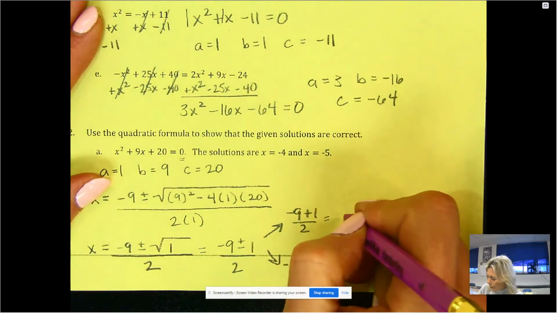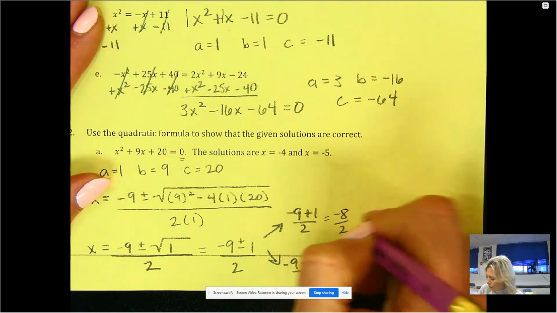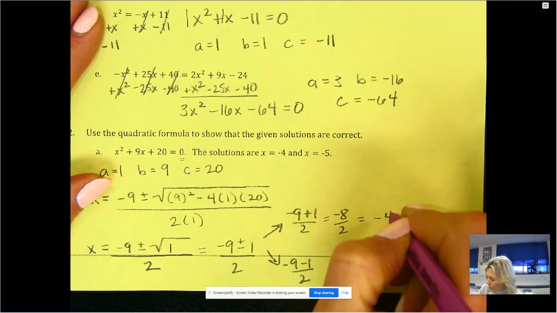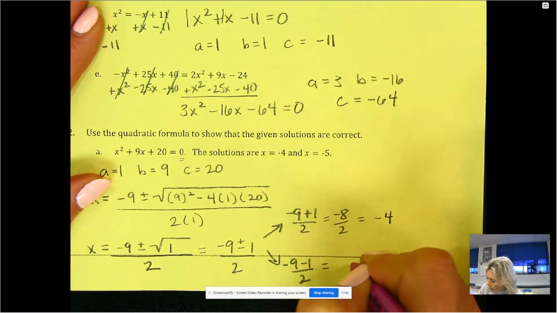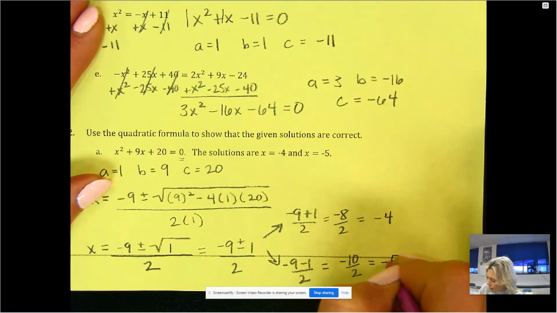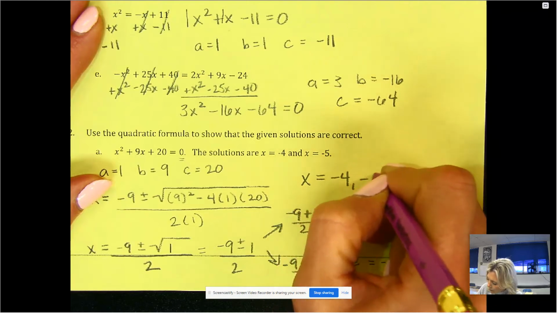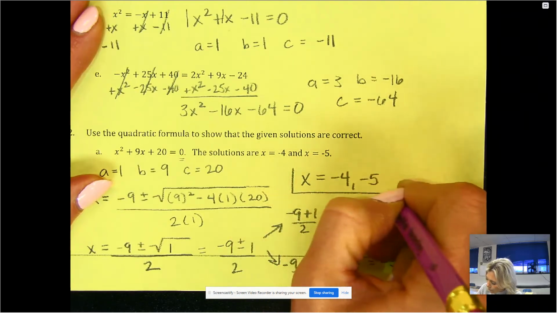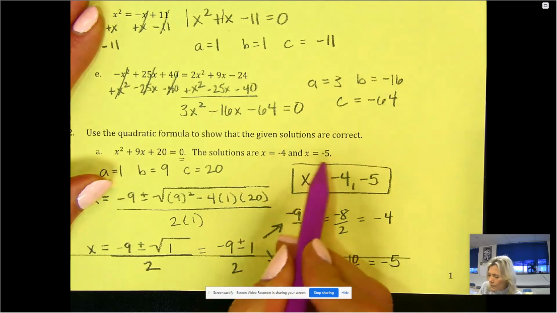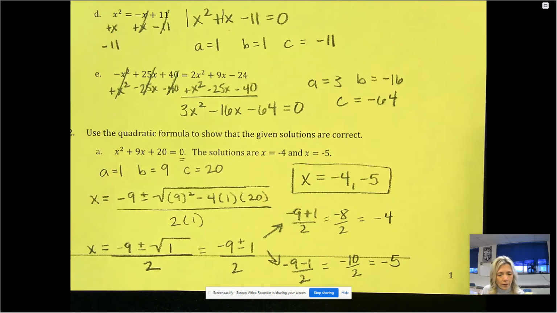So this is negative 8 divided by 2, which is negative 4. This is negative 10 divided by 2, which is negative 5. So x equals negative 4 and negative 5, just like it says it's going to.